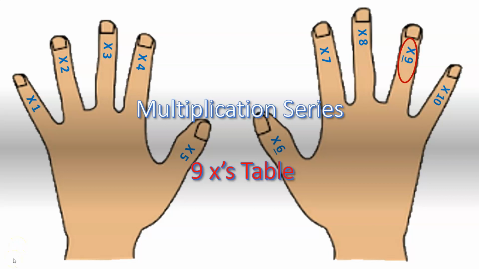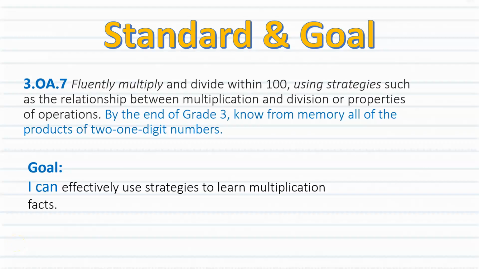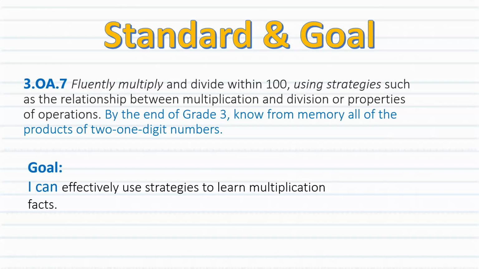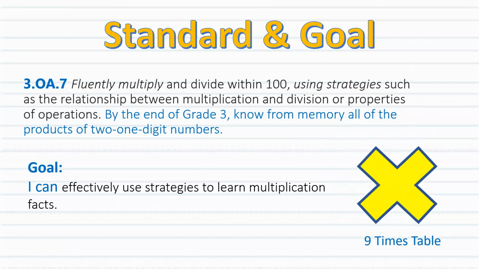In our last video, we used skip counting to help us learn our 8 times tables. Today, we will be focusing on our 9 times table. As you may already know, by the end of 3rd grade, you're expected to know from memory all of your multiplication facts 0 through 9. And we pretty much got those covered. Today, we're going to focus on our 9's times table. However, instead of skip counting, today I'm going to share with you 2 strategies to help you master your 9 times table facts. Let's check it out.